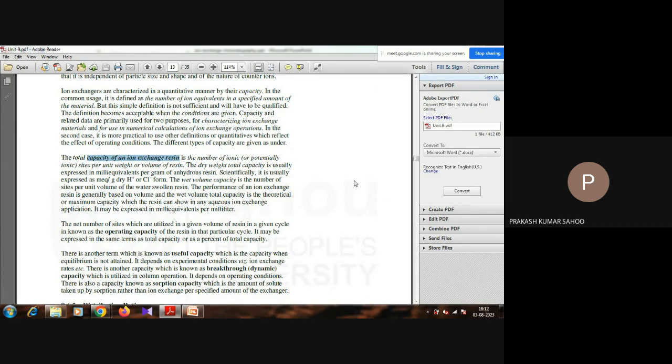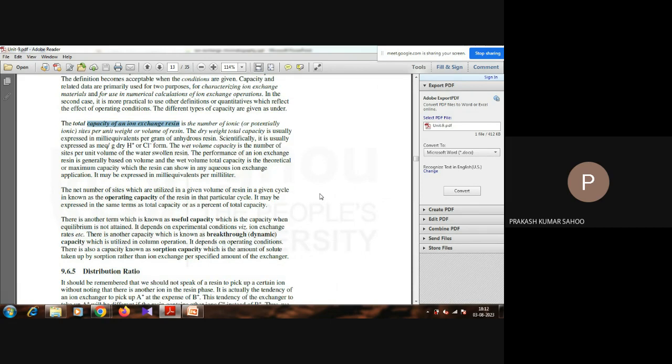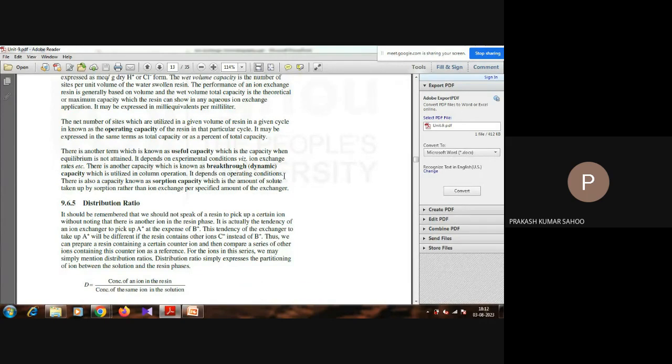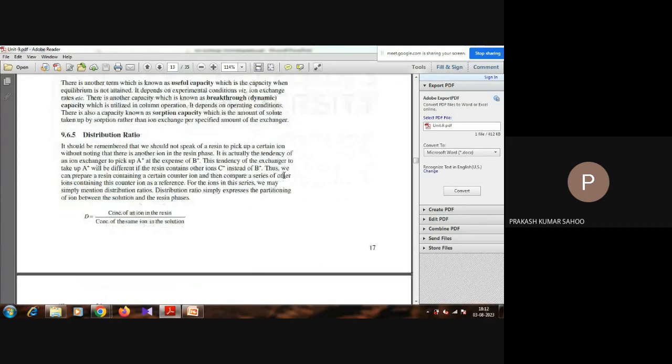Okay, so this is the number of ionic sites per unit weight or volume of the resin. This is the capacity. The operating capacity, useful capacity, breakthrough, dynamic capacity, these are just the basic things you may read. Then distribution ratio: this is the concentration of the ion in the resin divided by the concentration of the same ion in the solution.